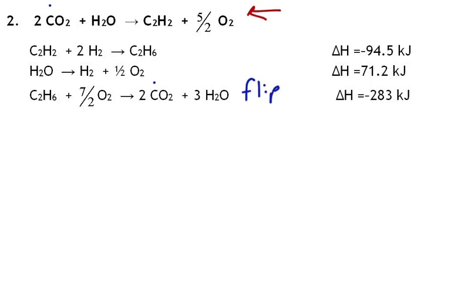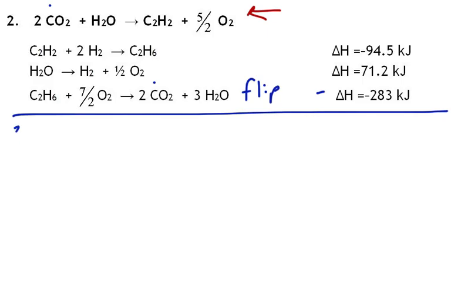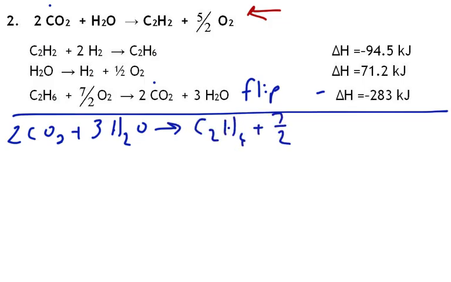When you change the direction of the reaction, you change the sign on whatever heat of reaction you're talking about. So I'm going to go ahead and write that over again. So we end up with 2CO2 plus 3H2O goes to C2H6 and 7/2 O2. And that would be positive 283.